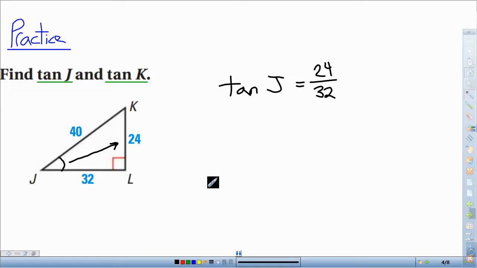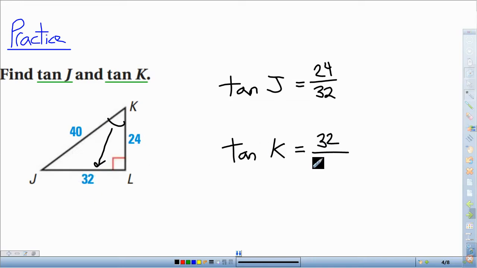Okay, and for now, that's it. That's all I want you to do. All right, let's do it with angle K. So tangent of angle K equals, okay, opposite over adjacent. The side length opposite angle K is 32. Okay, and the leg adjacent to our angle, the leg touching it, is 24.